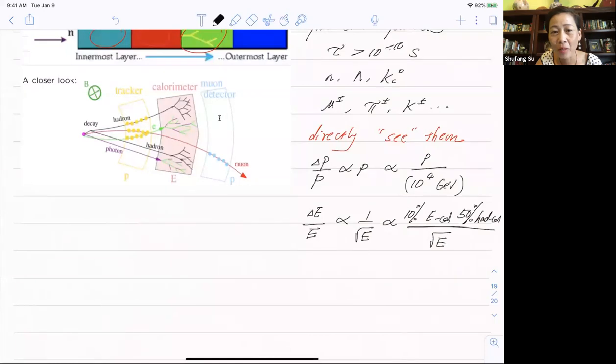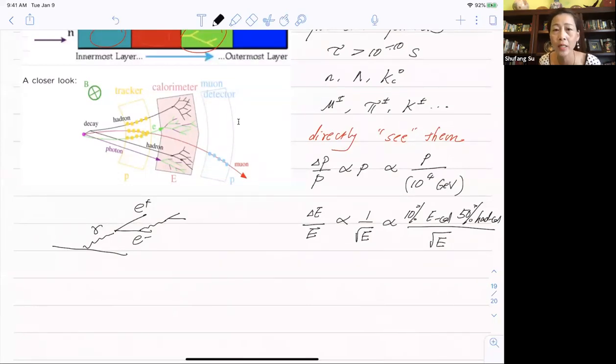Why don't pions and protons deposit energy in the EM calorimeter? The EM calorimeter is designed to be sensitive to particles which will introduce an electromagnetic shower, which is basically electrons. If you have an electron, it radiates a photon. The photon undergoes pair production into e plus and e minus, and they further radiate photons and things like that. So this is an electromagnetic cascade.